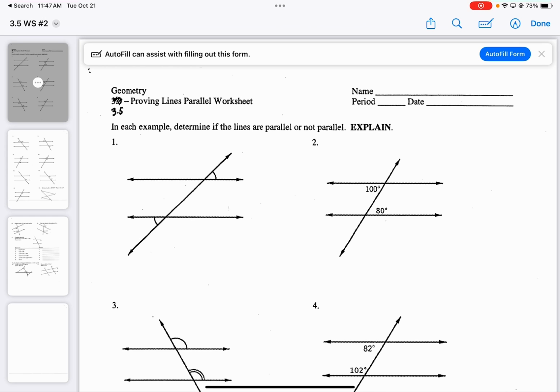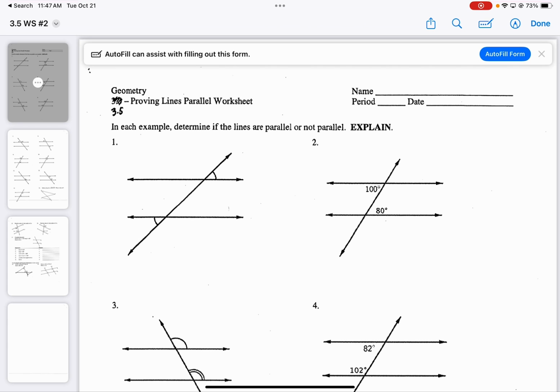A linear pair doesn't imply parallel lines. So it's not parallel. Why? Because I don't know any of the angles on this line. This is what I struggled with on the quiz. If you look at the other ones, I know something about this line and something about that line, but I can't say for certain. There's not enough information to be 100% certain.